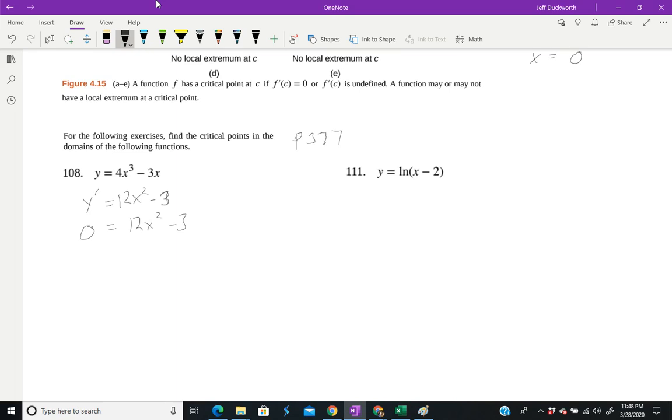And now I'm going to solve for x. So I'll move the 3 over, and I'll just do this, 12x squared equals 3. So I've added 3 to each side, and I've swapped sides as well. And then when I divide by 12, that reduces to 1/4. So when we take the square root of these, it's plus or minus the square root of 1/4, which is equal to plus or minus 1/2. So here we're going to have the critical points of x equals 1/2 and x equals negative 1/2.